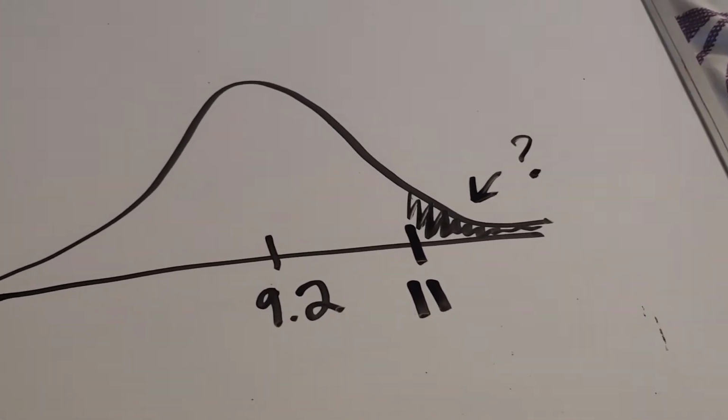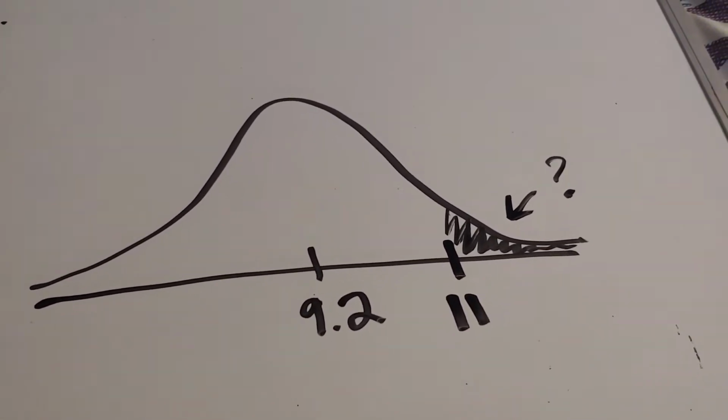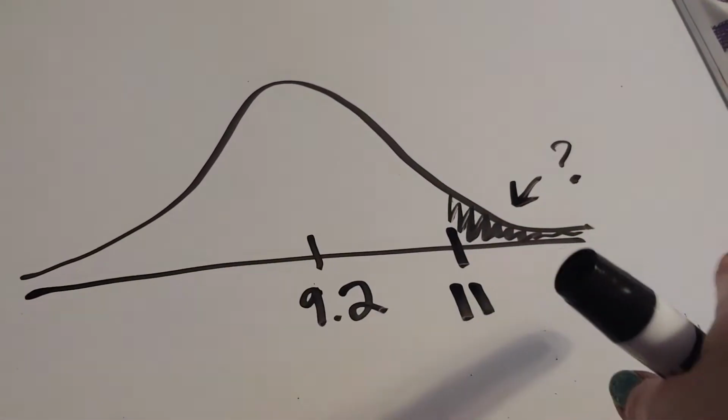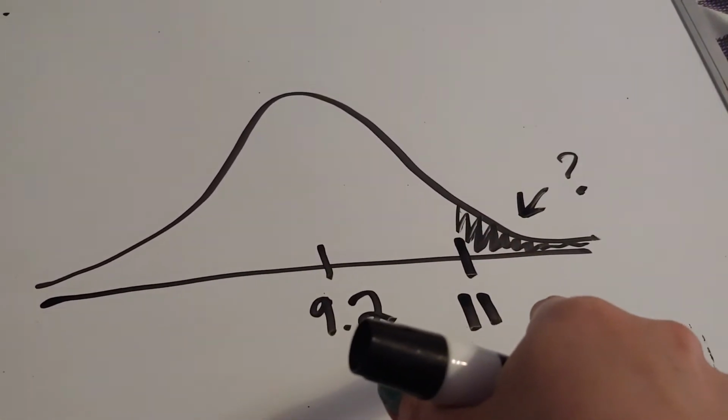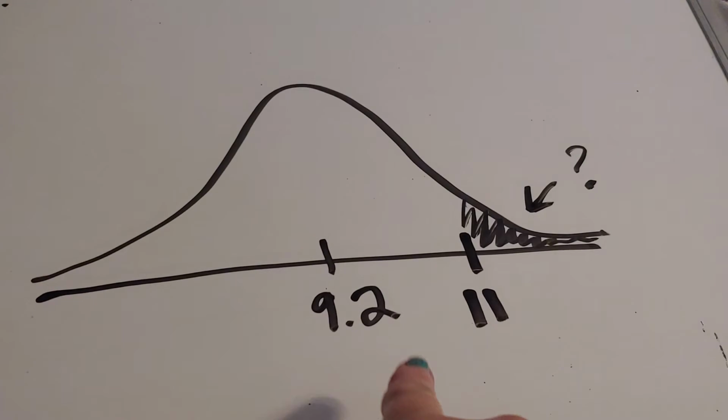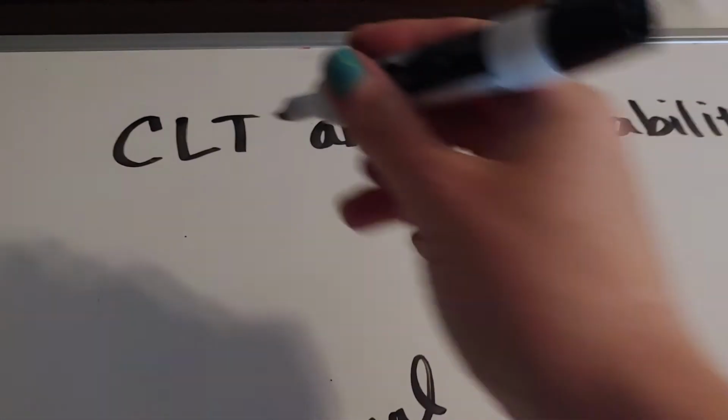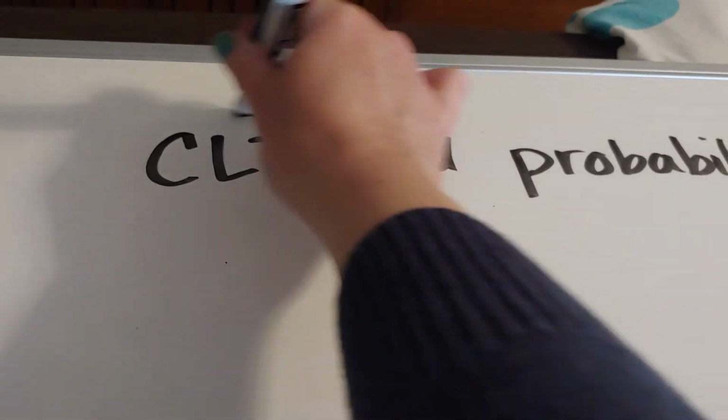Except, can I assume it's normal? I just went for it. I started graphing this picture. But the question is, am I allowed to do this? And this takes us back to the central limit theorem.